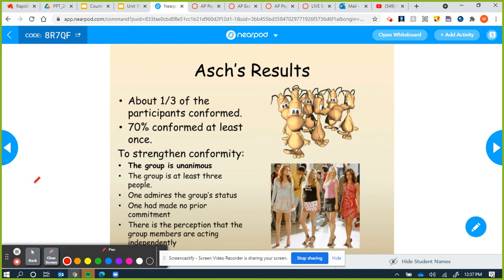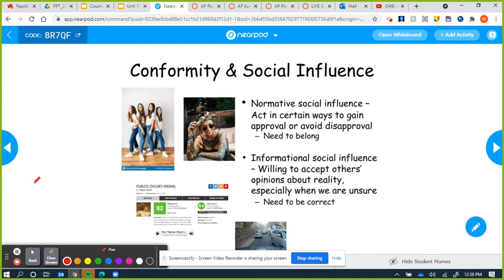Now, there are a lot of factors that go into conformity, all right? So in the different types of conformity, there's social contagions, there are social norms, and then there's what is called social influence. Social influence, there are two different types of social influence. Social influence is just any time that our behavior is guided by the society, the environment around us. There's what is called normative and informational social influence.